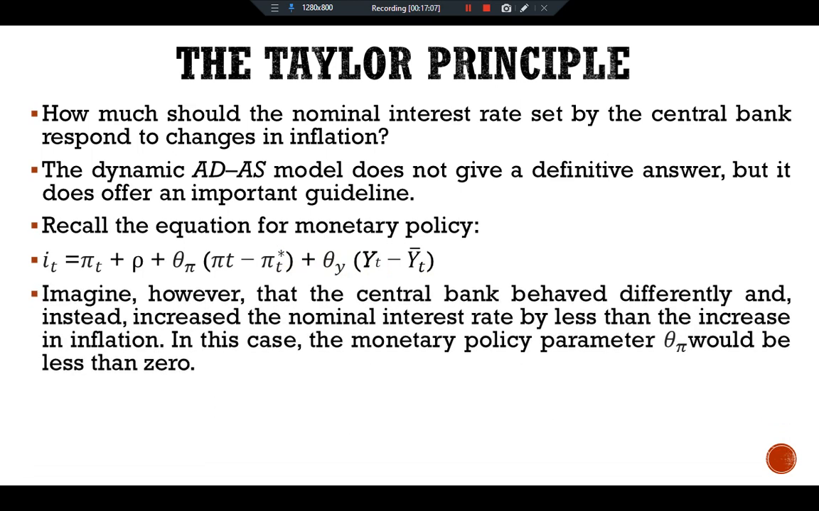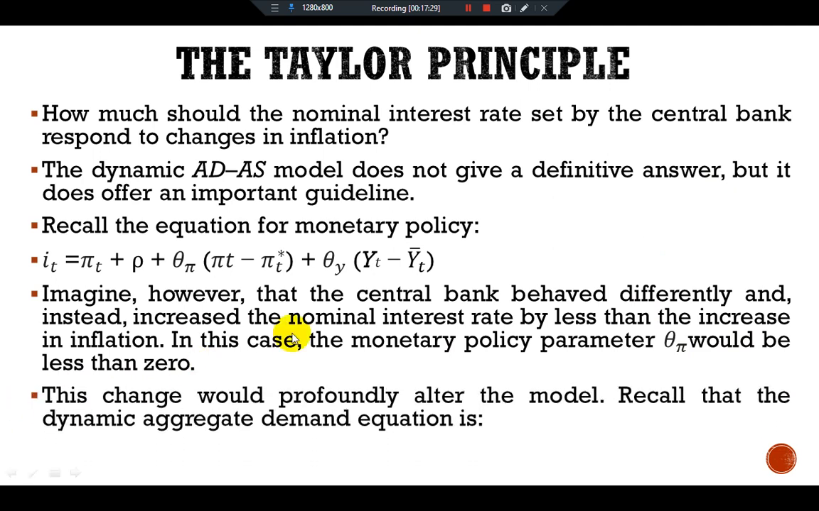Imagine, however, that the central bank behaved differently and instead increased the nominal interest rate by less than the increase in inflation. In this case, the monetary policy parameter theta_pi would be less than 0.